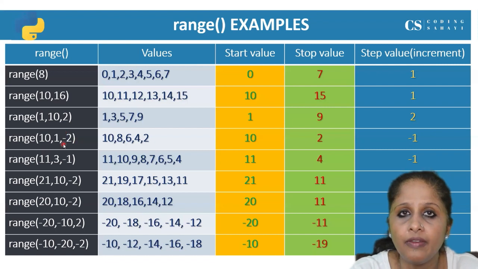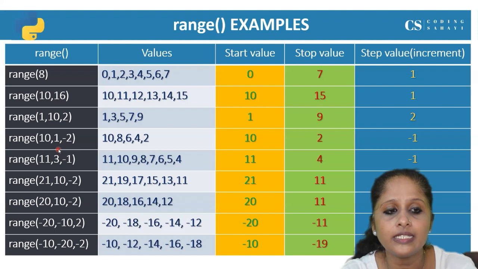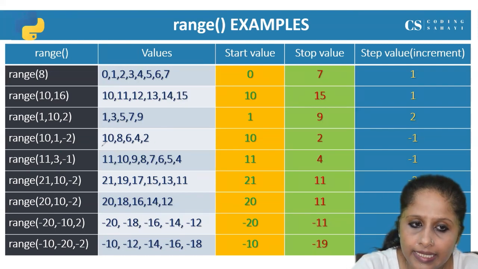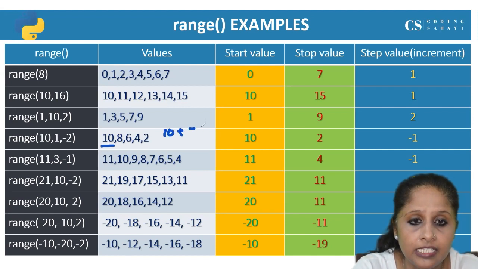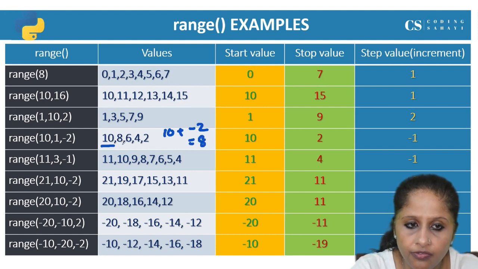We have a step value minus 2. That means it is 10 plus minus 2. What is 10 plus minus 2? It is 8. Right. The initial value it is 10. So 10 will be printed. Then we have actually 10 plus minus 2. So 10 plus minus 2 it is 8. So that 8 will be there.